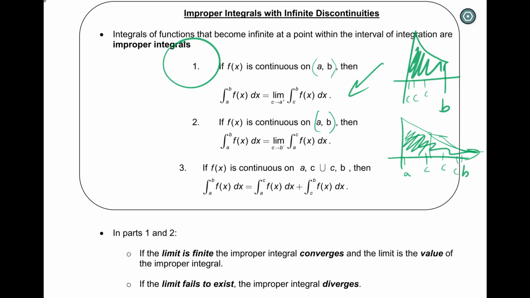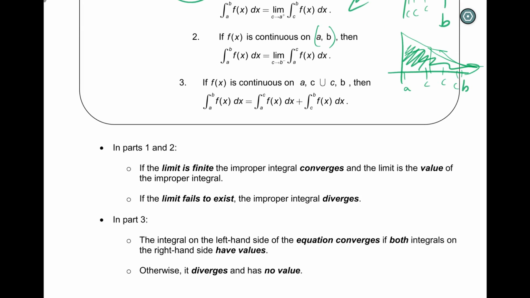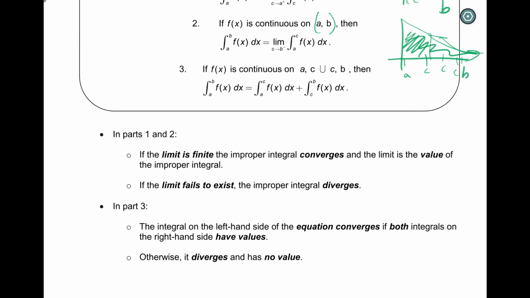And just a reminder, improper integrals literally mean one of your bounds is infinity, or someplace the function goes to infinity. So you can use improper integrals to find the integrals at points that are discontinuous. Okay, so in parts 1 and 2, what I talked about: if the limit is finite, then it converges, so we have a value. If the limit doesn't exist, we diverge. It doesn't go to a number, it just keeps growing.